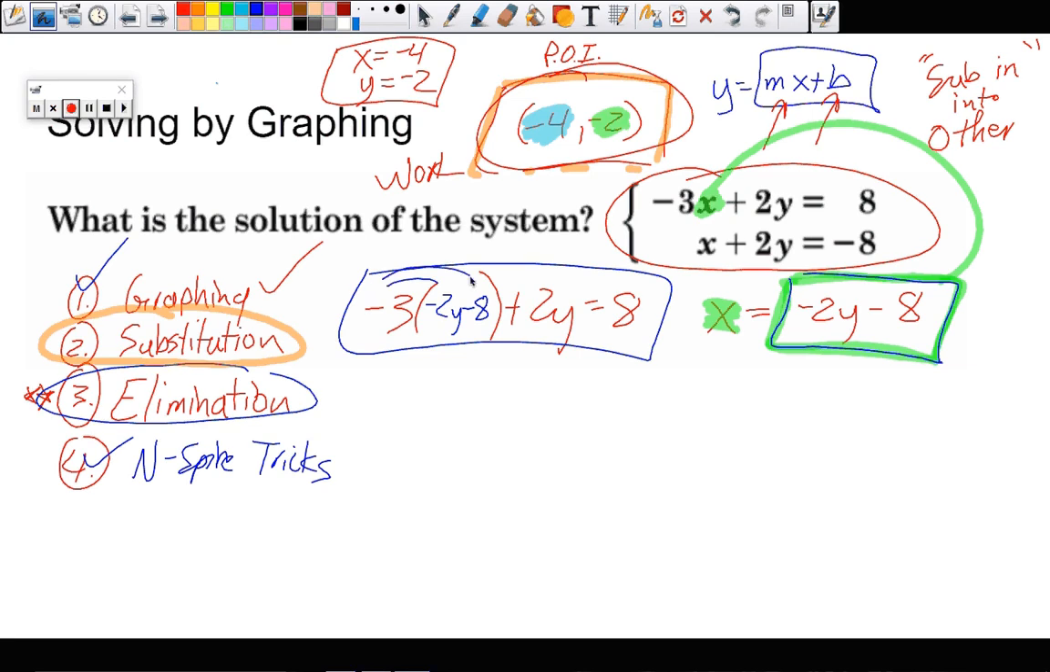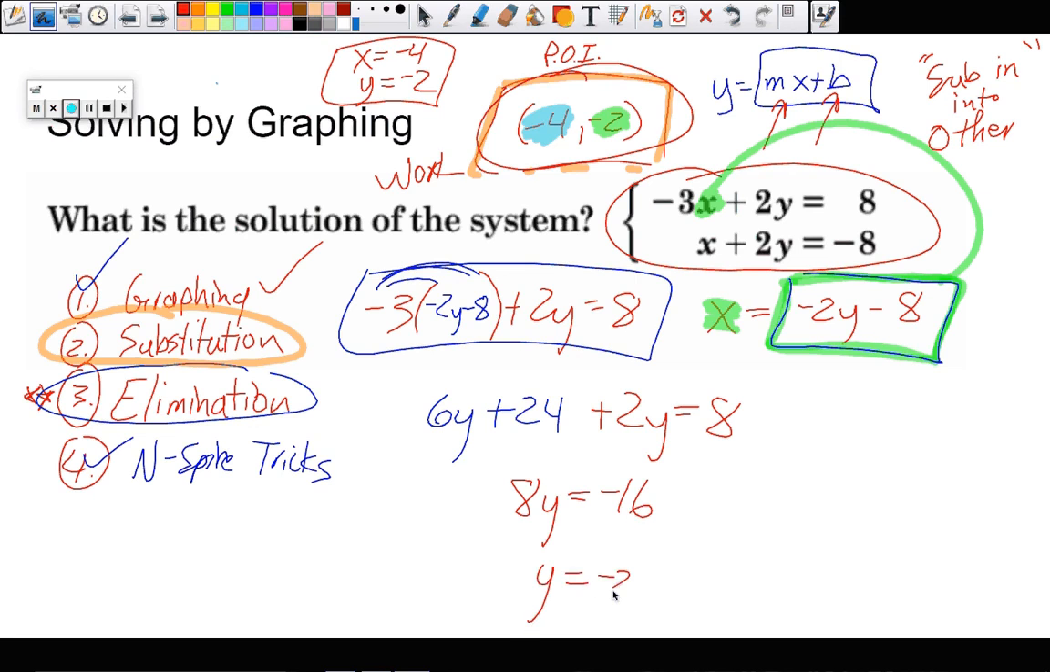We're going to distribute this. Negative 3 times negative 2, 6y. Negative 3 and up negative 8, positive 24. And we still have the rest of this. And now we're going to combine like terms. How many y's do you see? 8. And if I subtract the 24 over, 8 minus 24, anyone? Negative 16. And if I divide by 8, look at this. It's the same y that the calculator gave me by graphing.